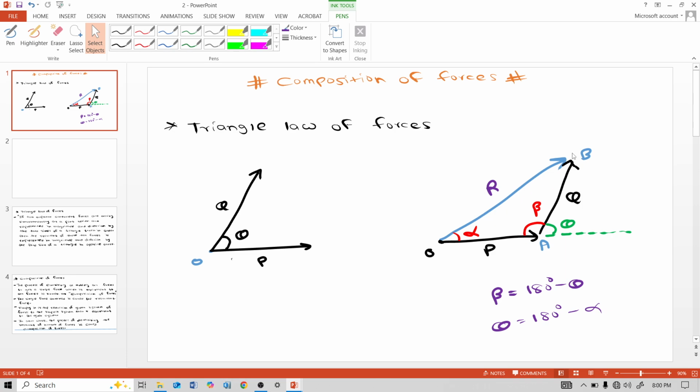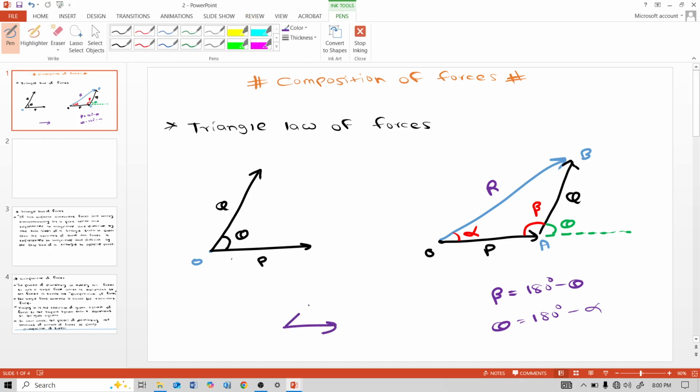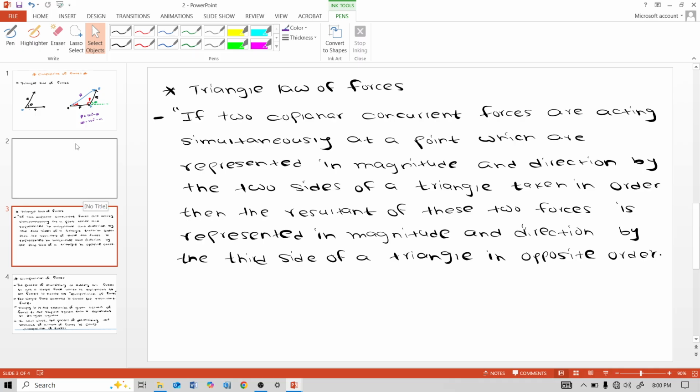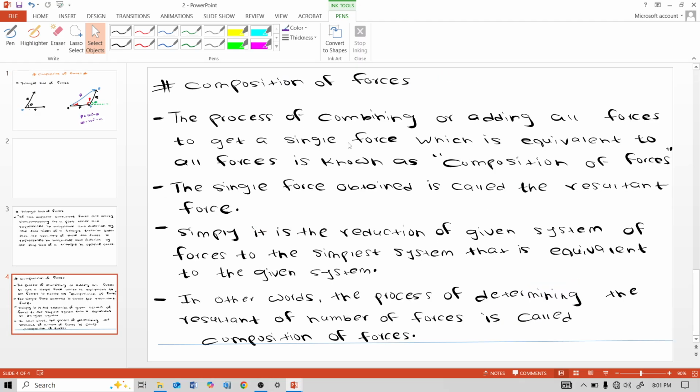Why it is in opposite order? Because see at point B both heads are matching, and at point O tails are matching. Just see this force is like this, this force is like this, that means taken in order. This force is like this, this force is like this, that means taken in order. But see one force is like this and one force is like this, one force is like this. This force is not taken in order. That's why that word is there. Now before derivation, just see what is composition of forces also.